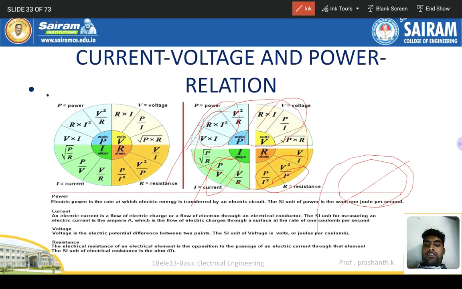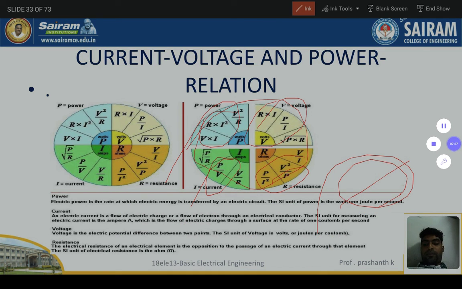Voltage is the electrical potential difference between two points. The SI unit of voltage is joules per coulomb. Everybody knows, right? Work done per unit charge is voltage. That's why work done is in joules, and coulomb is the charge unit. Resistance is opposition to the flow of electrons, opposition to movement of current, I mean movement of electrons. The ohm is the unit.